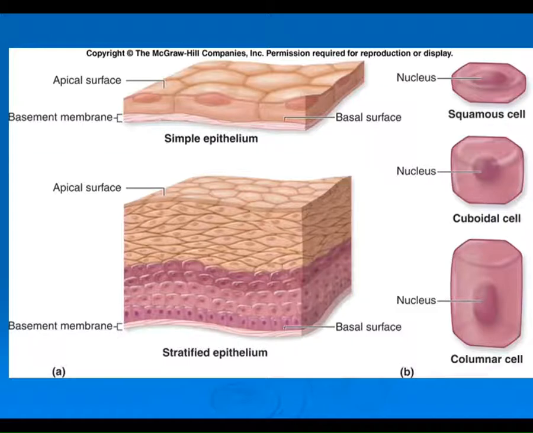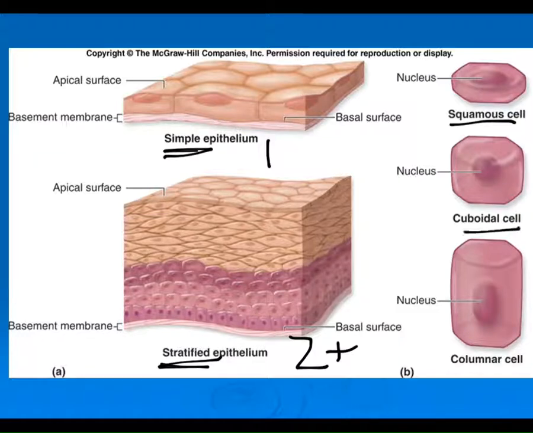There are 2 ways of describing epithelia. One has to do with their layers: 1 layer, simple epithelium; 2 or more layers, stratified. That's one word we'll always use in describing an epithelium. The other word we'll always use is the shape of the cell. There are 3 basic shapes: squamous, cuboidal, and columnar.